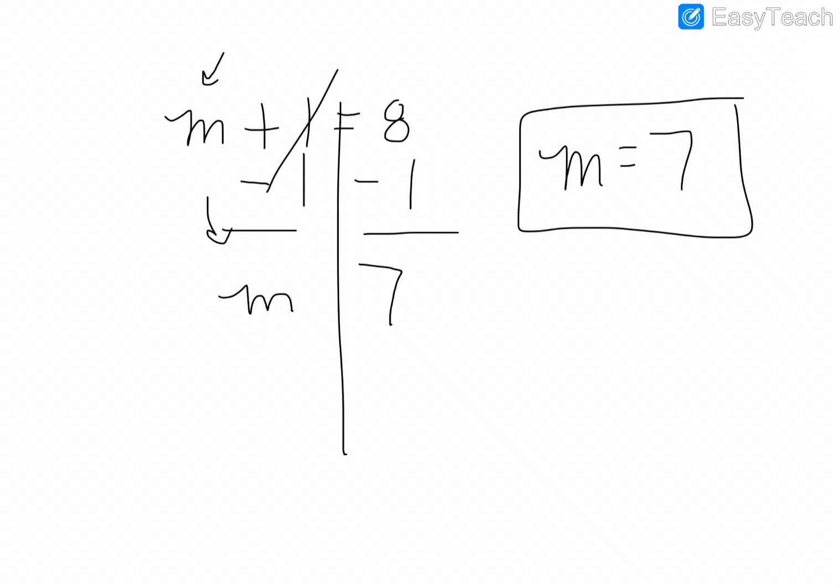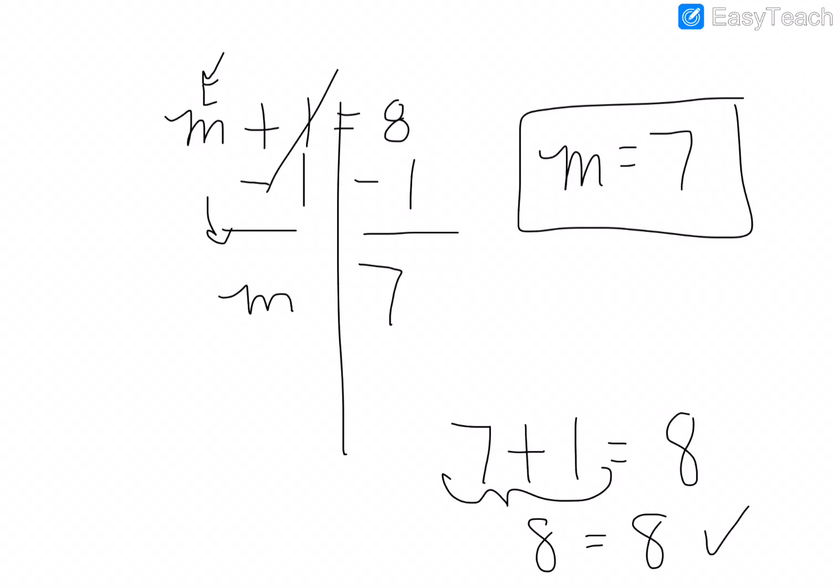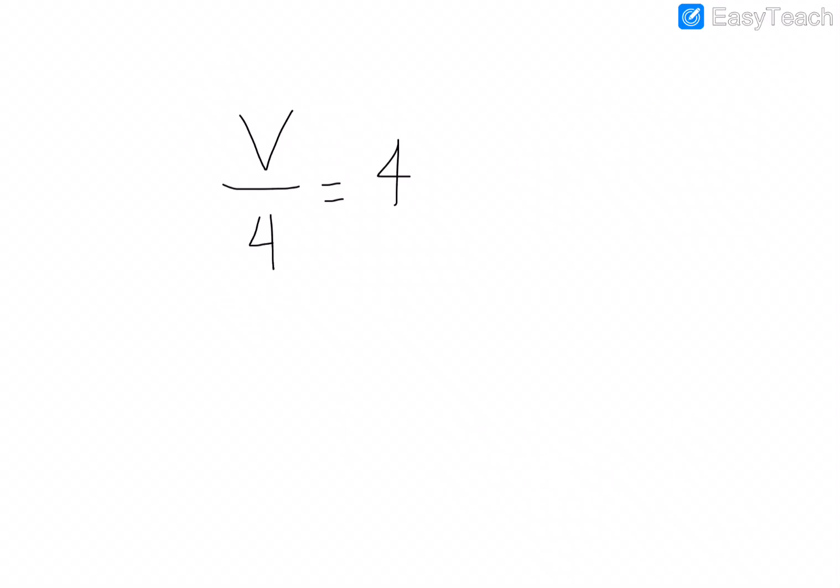Let's just do a quick check. Replace the m with a 7 over here. So I've got 7 plus 1 should be 8. 7 plus 1 is 8. 8 equals 8, and that is a check. All right, go ahead and pause the video.